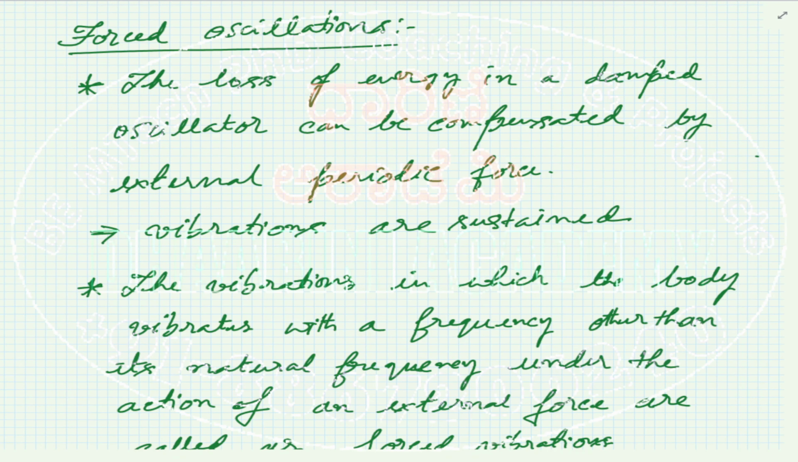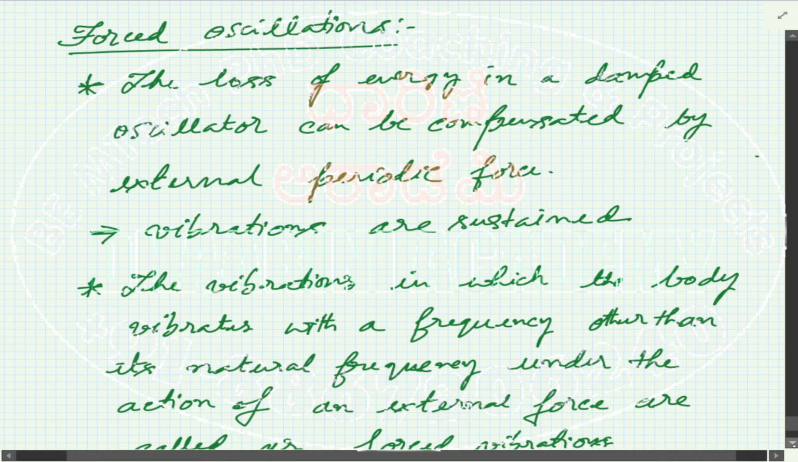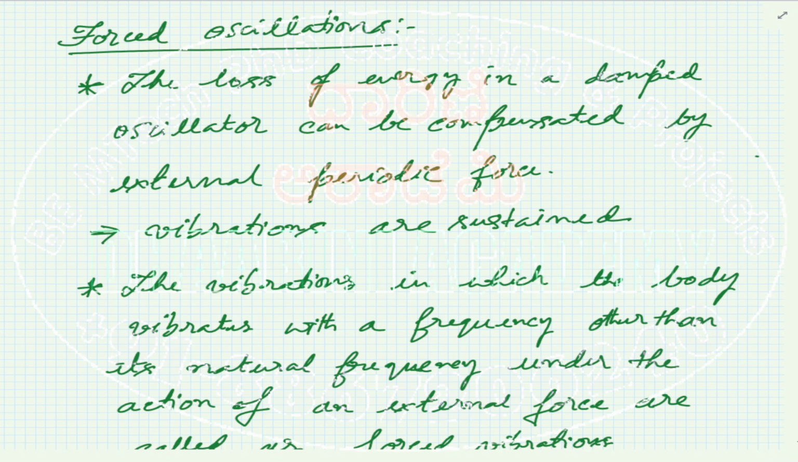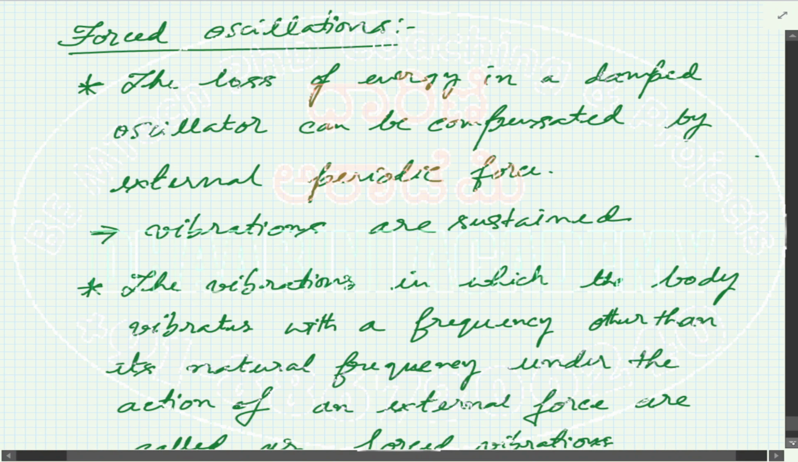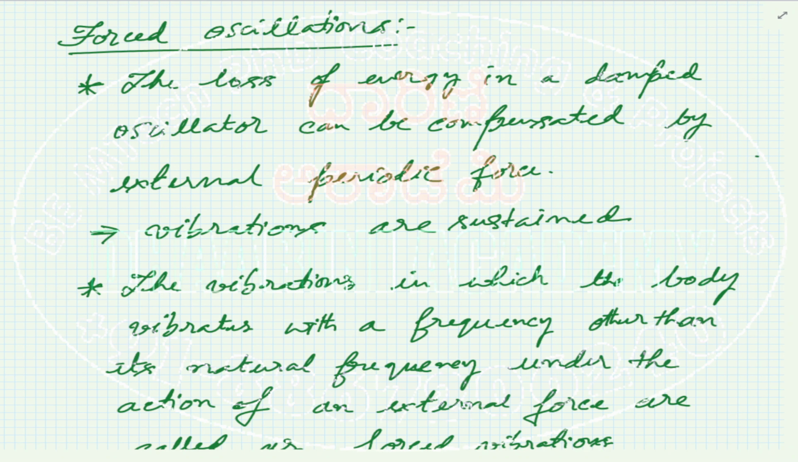Previously, we were looking at forced oscillations, and we defined and looked at the conditions of forced oscillation. So let's quickly recall what we have studied in the previous class. During an oscillation, there will be a loss of energy because the oscillations are damped. If we try to compensate that loss by an external periodic force, we can make the oscillations sustain.